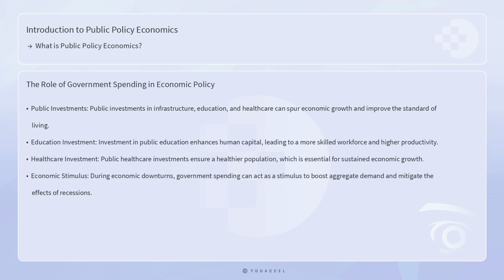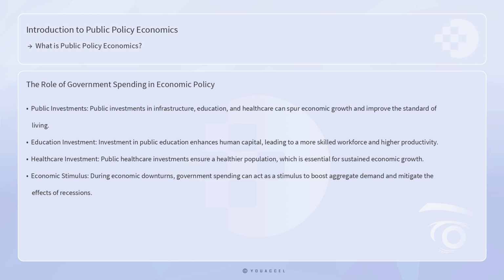Government spending is a critical tool in public policy economics. Public investments in infrastructure, education, and healthcare can spur economic growth and improve the standard of living. For example, investment in public education enhances human capital, leading to a more skilled workforce and higher productivity. Similarly, public healthcare investments ensure a healthier population, which is essential for sustained economic growth.